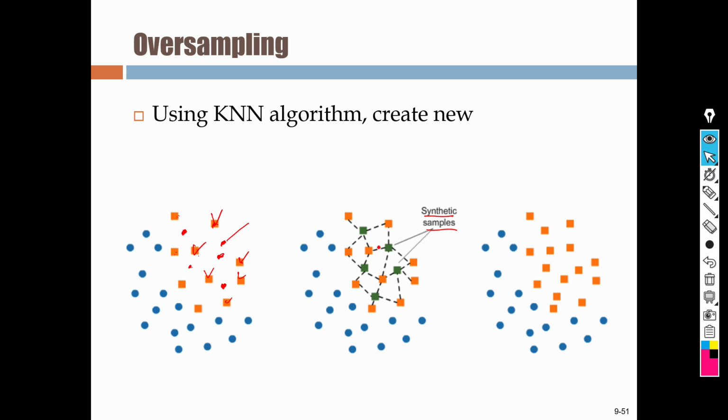But since we created it using the real one, we assume this is close enough to our real data. And now I'm creating more. So now the number of blue dots and the number of orange dots are similar. And this is what we call oversampling.